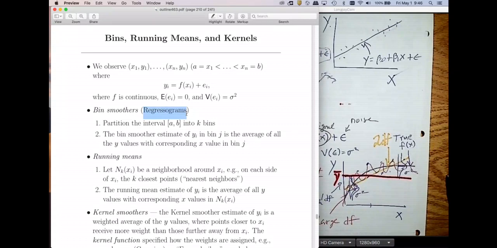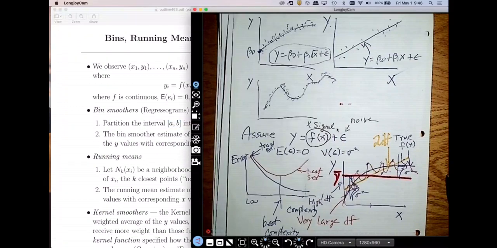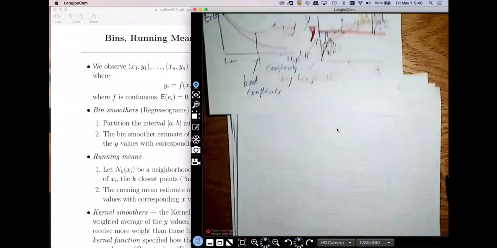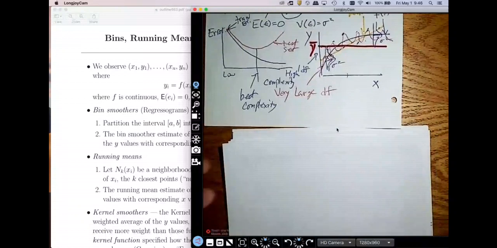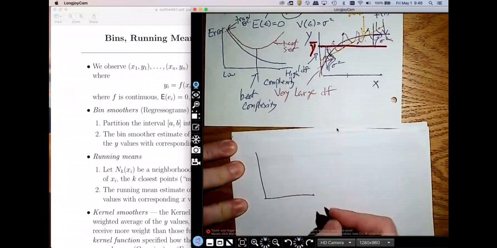So a regressogram is just like a histogram, where I make some bins. I'm trying to approximate this function over some interval, call it a to b, and I'm going to divide it up into k bins. Instead of just counting the observations, all I'm going to do is compute the average of y in each bin, and that's going to be my estimate. So let's just go off. There's too much stuff on my plot there. I'm going to redraw this.